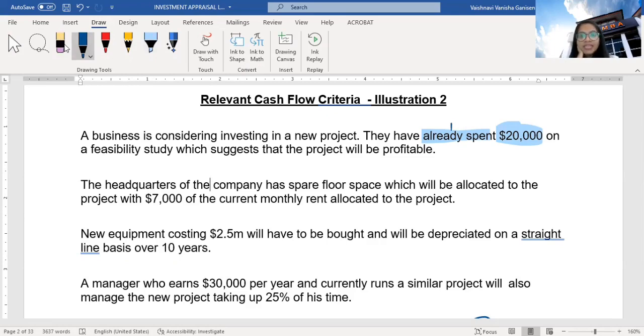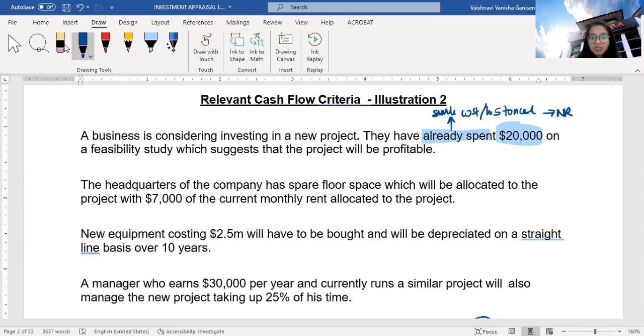Okay. Already spent means it is a sunk cost or it is a historical cost. The moment it is this, it becomes non-relevant. So this cost is not relevant, guys, okay? So the feasibility study is not relevant. The reason is because it's a sunk cost or a historical cost.